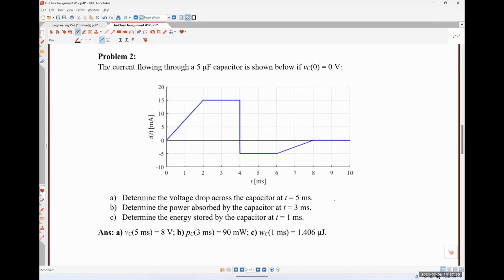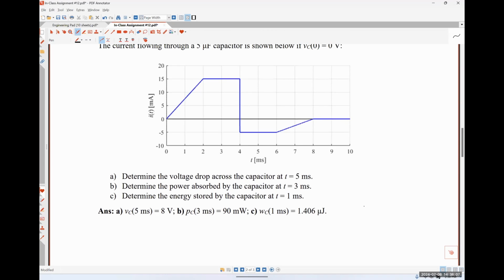So looking at problem 2, we have a 5 microfarad capacitor, and we are given a current waveform, and then we're asked to find voltage, power, and energy at particular points. As a reminder, the voltage drop across a capacitor is 1 over C times the integral from t naught to t of the capacitor current with respect to time plus the voltage at t naught.